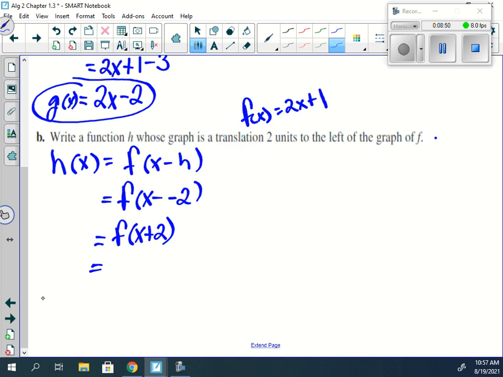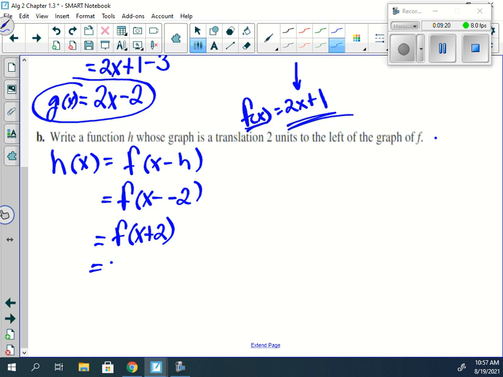So now we have what? F of x plus 2. F of x is equal to 2x plus 1, yes? Well, I can't just replace it because I don't have f of x anymore. I have what? F of x plus, what did we do? I replaced x with x plus 2, yes? So over here, I need to replace every x, so this one here with what? X plus 2. And that's what we're going to do.